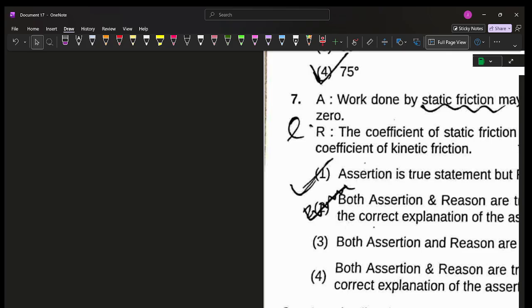Coefficient of friction and friction. Okay, so in this question, I kind of understand I've gone wrong with respect to coefficient of friction and the friction.